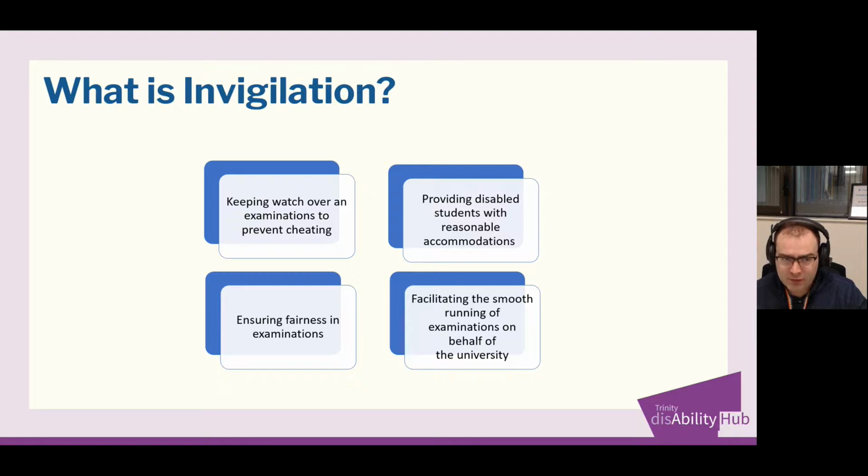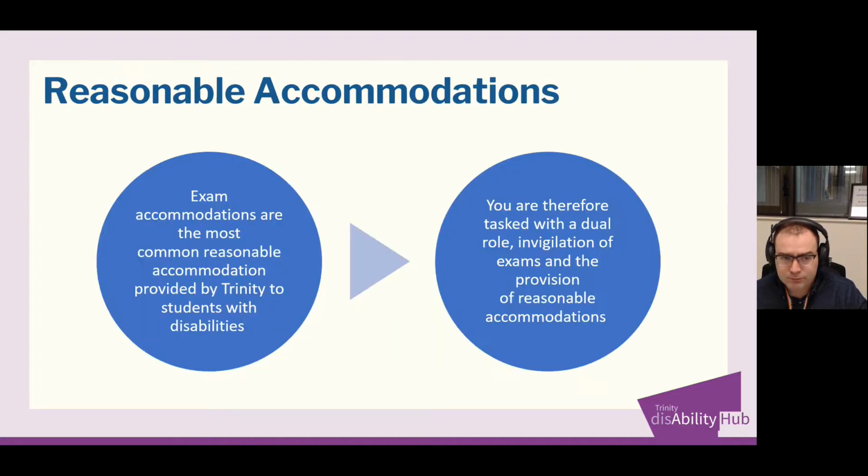What is invigilation? Invigilation keeps watch over an exam, prevents cheating, provides disabled students with reasonable accommodations, and ensures fairness in the examinations. That's really facilitating the smooth running of examinations. Your role then is a dual role of invigilator and also to ensure that reasonable accommodations are provided.